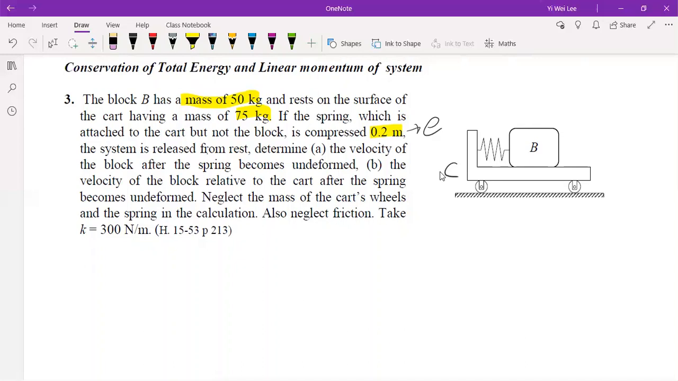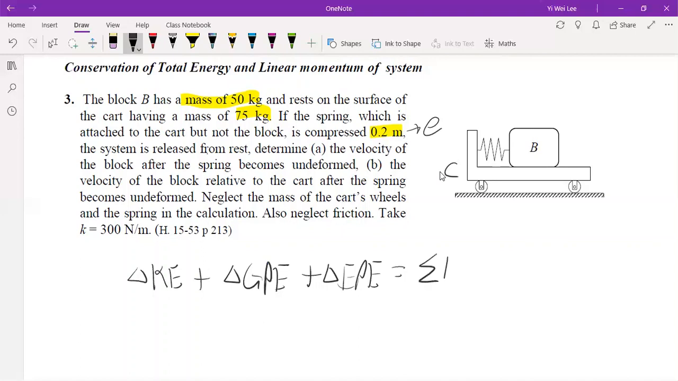So first of all, let's set up the energy equation. For a system, the change in kinetic energy, as I explained before, plus the change in gravitational potential energy, plus the change in elastic potential energy is equal to the summation of external work done on the system. External work done is basically work done by external forces, and the understanding of external forces is exactly what I just explained before.